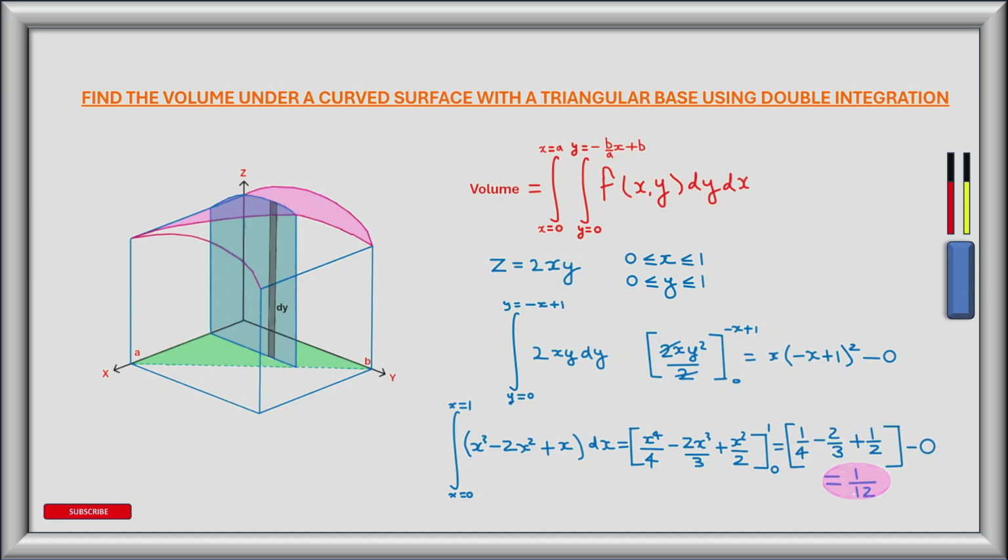If we plug these numbers in, so starting with 1, we get a quarter minus 2/3 plus a half. And if we put in 0, we get 0. So a quarter minus 2/3 plus a half is equal to 1/12, which is our answer.